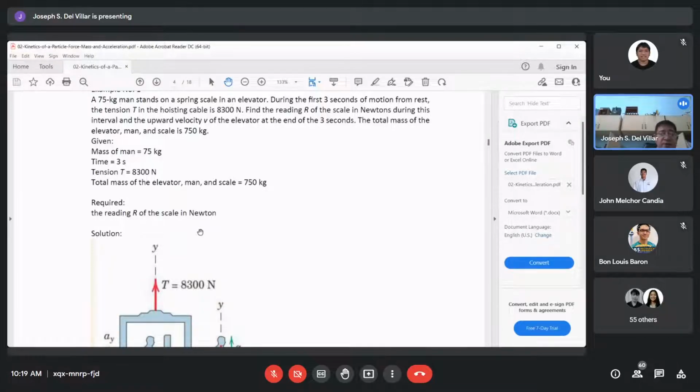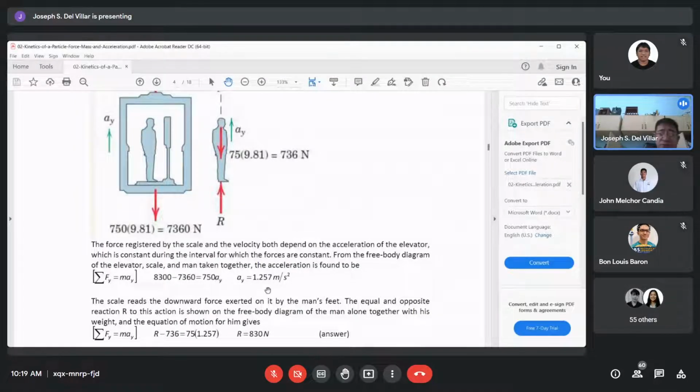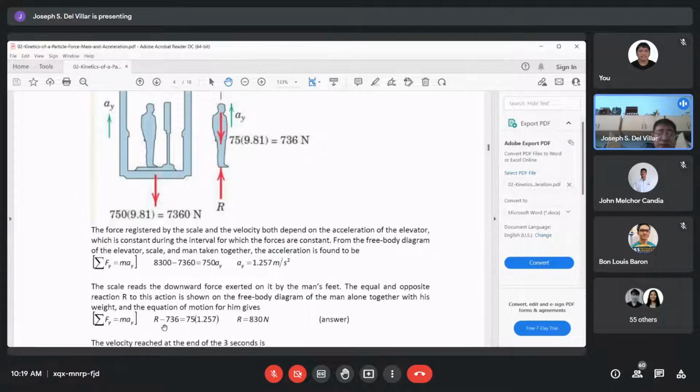The reading are of the scale in newtons. Okay, so my clue, yung reading in newtons, kaso acceleration to. Okay, so we are very sure that that is not yet the answer. No? Now, the scale reads the downward force, di ba? Exerted on it by the man's feet. Okay? So, yun yung nire-read, no? Ng scale. It reads the downward force exerted on it by the man's feet. Okay?